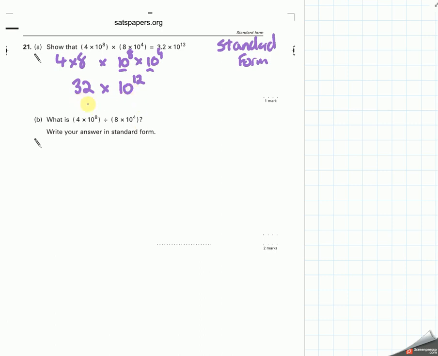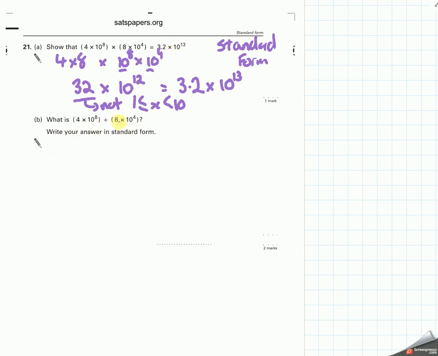This is not in standard form though, because this number is not between 1 and up to, but not including, 10. So if I want to make this into standard form, I need to make this number smaller by 10. Therefore make this bigger by 10. So we add 1 to that index. And therefore we get 3.2 times 10 to the 13 that they showed us.